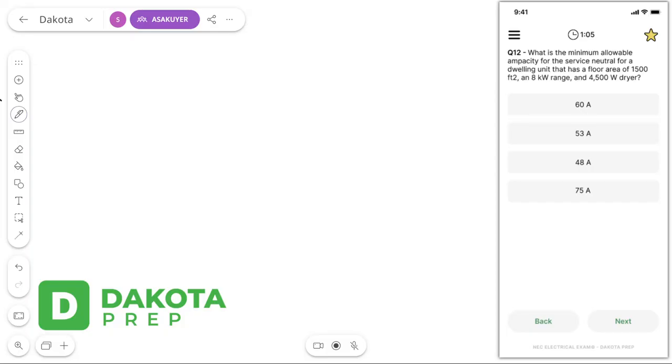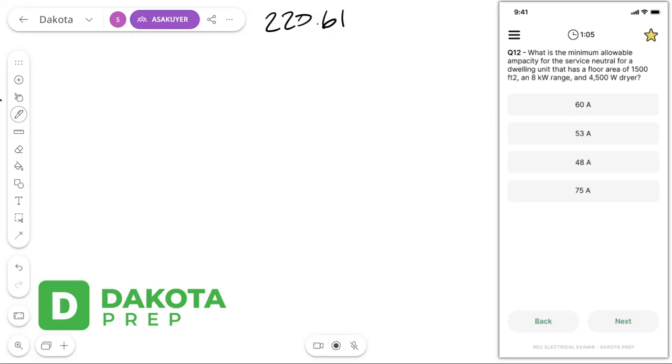Now, what we're going to focus on here is going to be section 220.61. Now, I do want to warn you guys, there are a ridiculous amount of rules involved in this, and then all for nothing really. But you know what? This is the type of question that you may see on your state test.